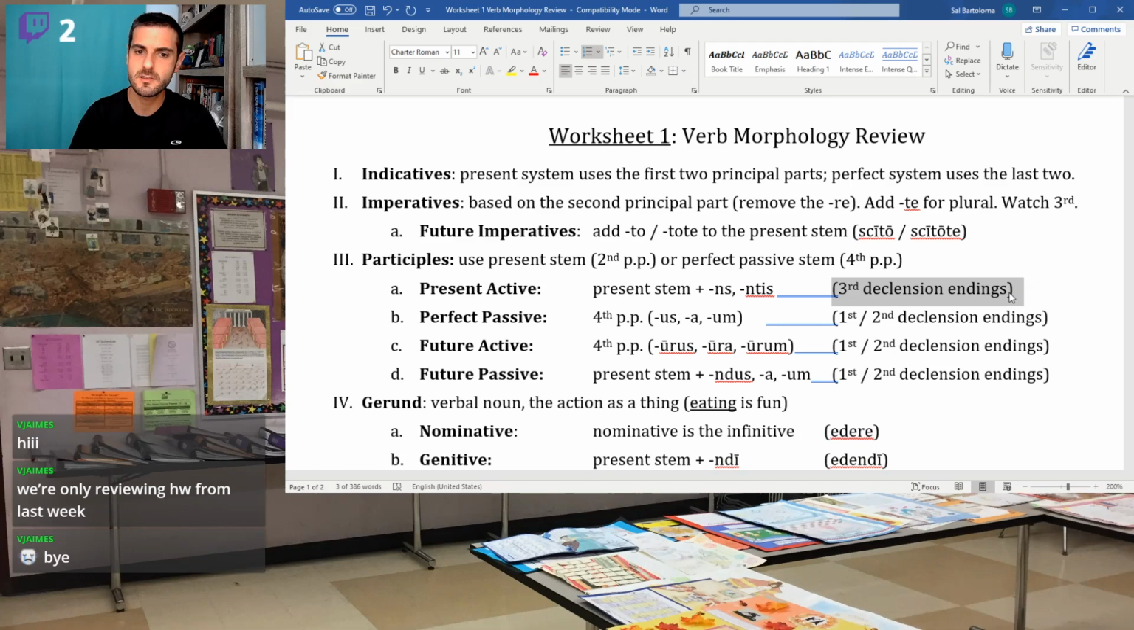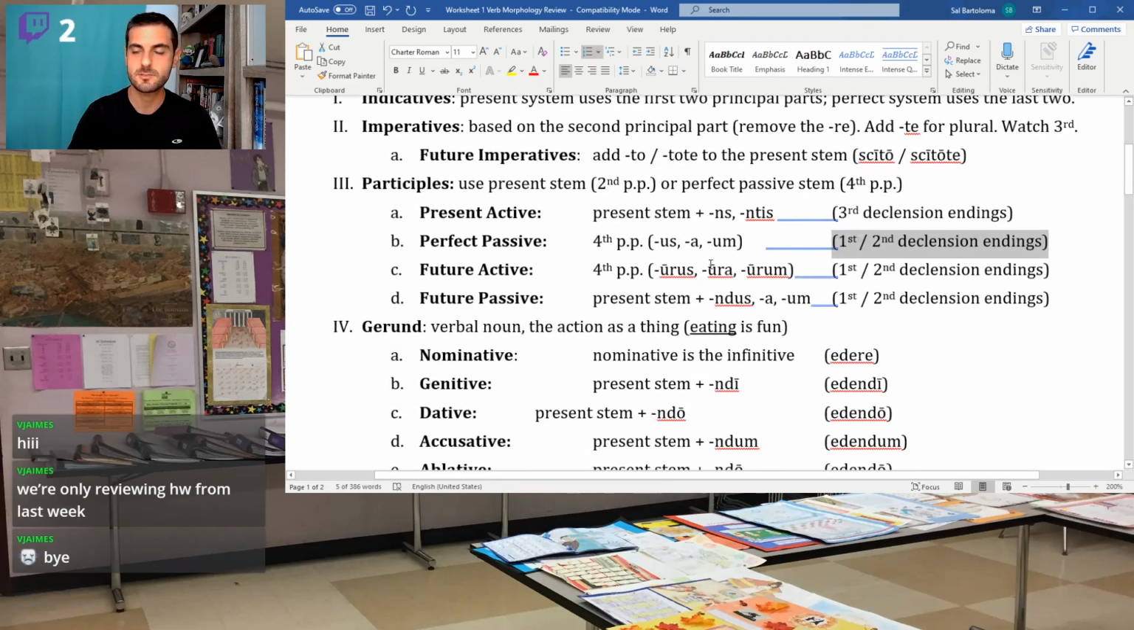The other ones are all first and second declension, your -us, -a, -um adjectives. I know some teachers refer to them as 2-1-2, but that's your standard first and second declension endings, which I know you guys know how to do.